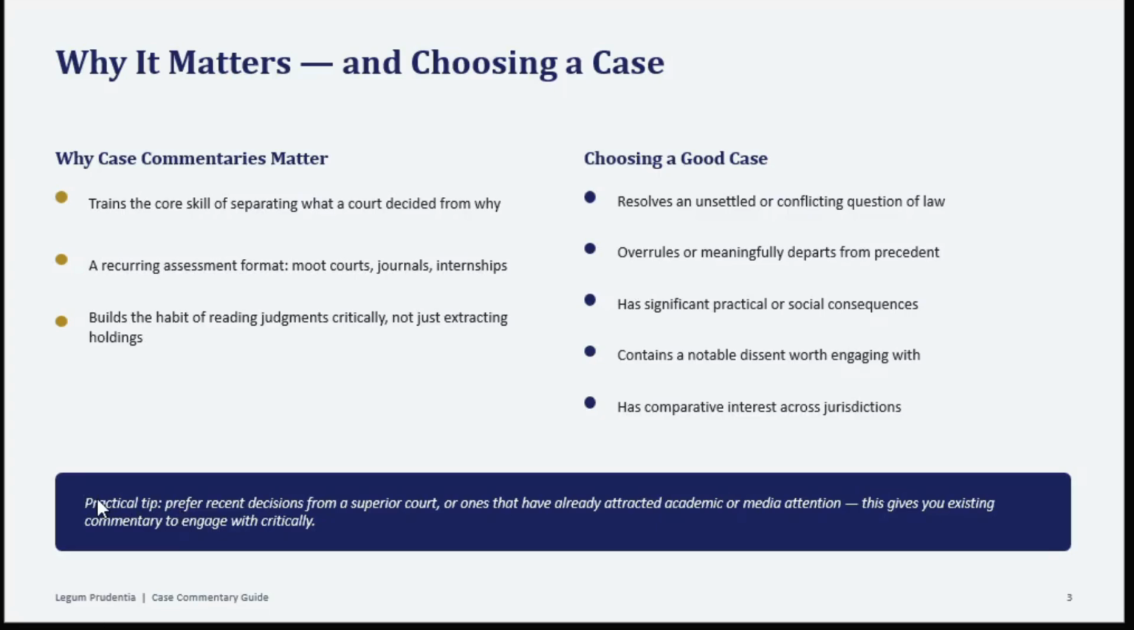Now here is a practical tip for you all. Prefer a recent decision from a superior court or one that has already attracted academic or media attention. This gives you an existing commentary to engage with critically. So this was a tip for you all.